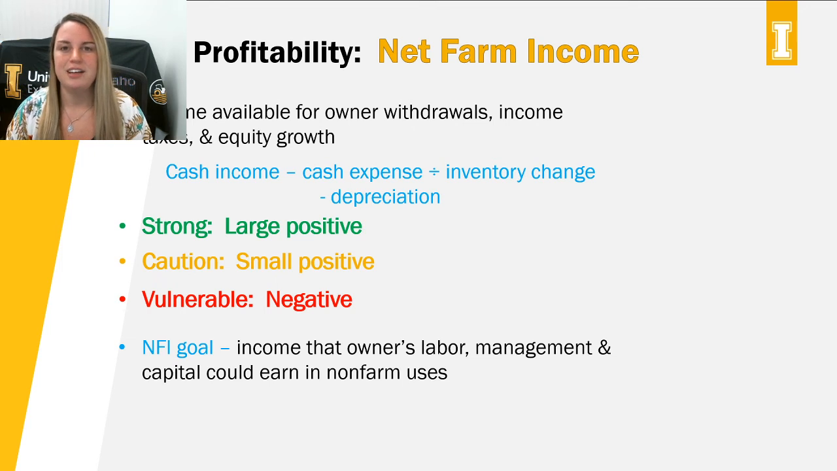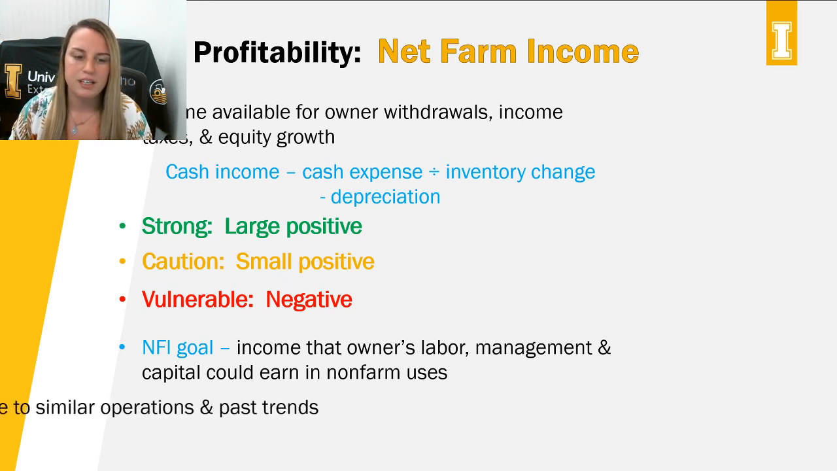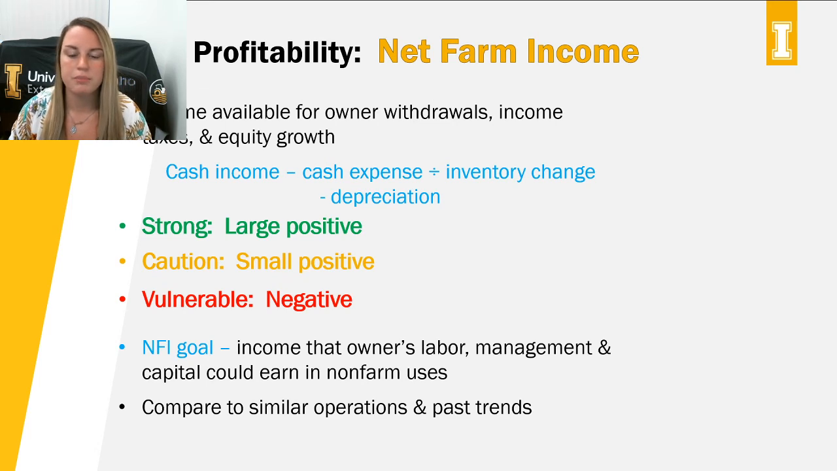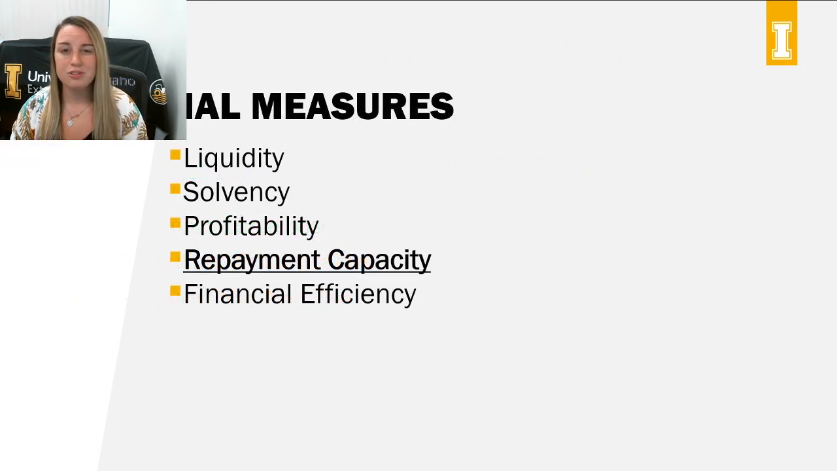I know a lot of people rely on their accountants to maybe show that they didn't have any net farm income, but it is good to pay taxes sometimes, and it's great if you want to have Social Security benefits. So just think about that in the future. When you have good years, don't just go buy equipment if you don't need it. Compare to similar operations and past trends. Those are the first three financial measures: liquidity, solvency, profitability. Next week, we'll be talking about repayment capacity and financial efficiency.